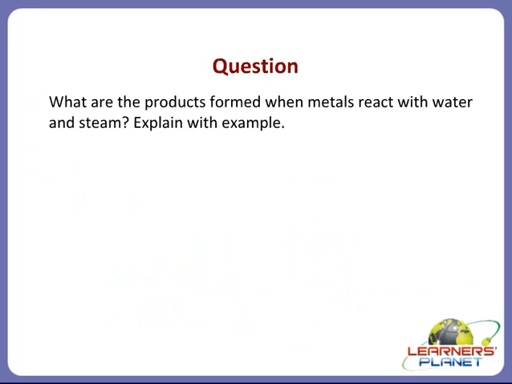Now let's move to our next question. What are the products formed when metals react with water and steam? So what are the products formed when metal reacts with water? It forms metal hydroxide and hydrogen gas is evolved. So it is forming metal hydroxide plus hydrogen.